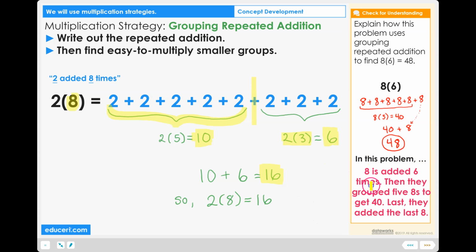In this problem, 8 is added 6 times. Then they grouped 5 8's to get 40, and they added the last 8 to give them 40 plus 8 equals 48. So that tells us that 8 times 6 equals 48.